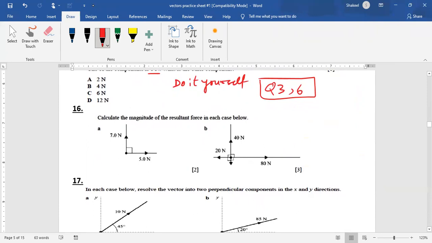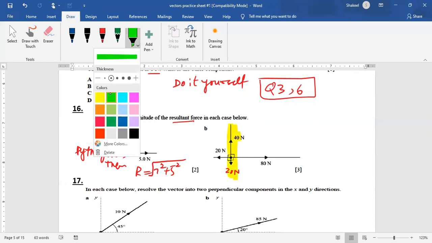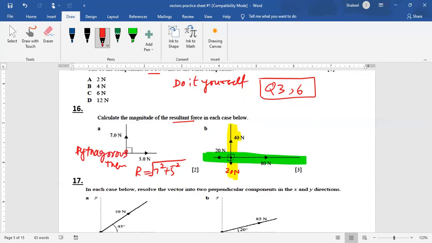Let's move forward to question number 16. Question number 16 has got two parts. Again, it is very easy, 7 and 5. You have to use Pythagoras theorem over here. So the resultant will be 7 squared plus 5 squared, and square root. Over here, one of the forces is missing and this force is 20 Newton. So you will first find the resultant of the vertical forces, and then the resultant of the horizontal forces. The vertical forces' resultant is 20 Newton upward and the horizontal one is 60 Newton this way. And then again, you will use Pythagoras theorem on this to find the answer.